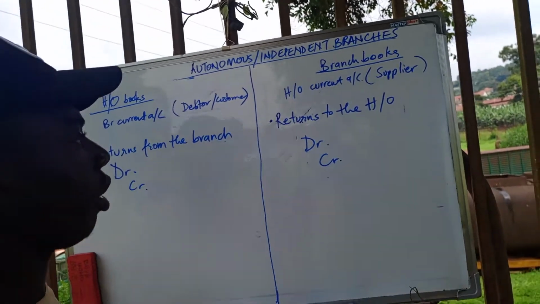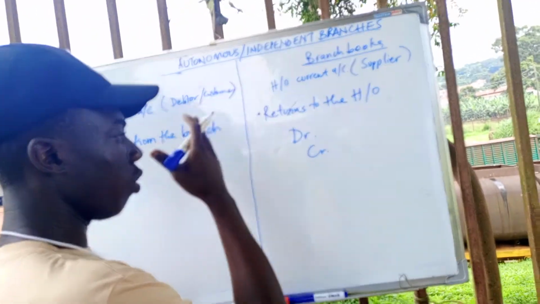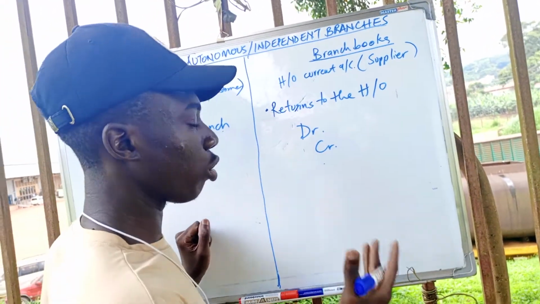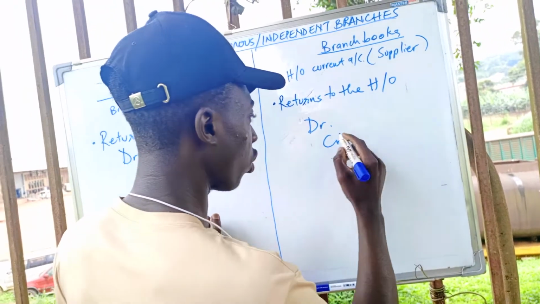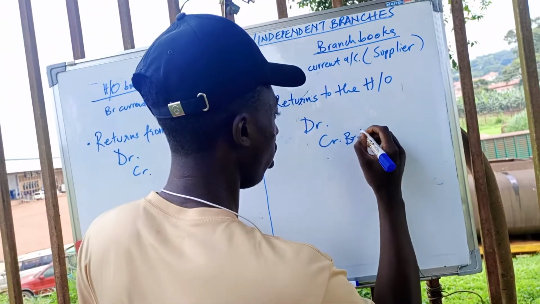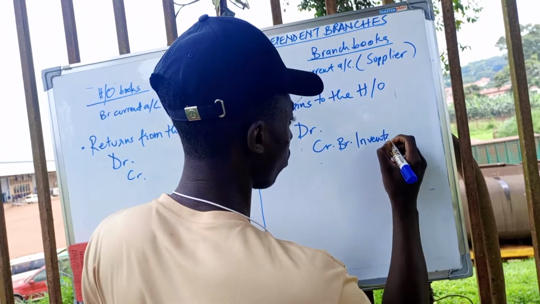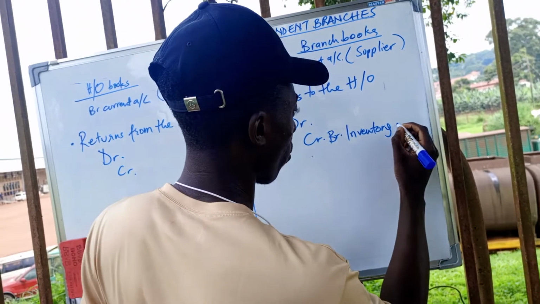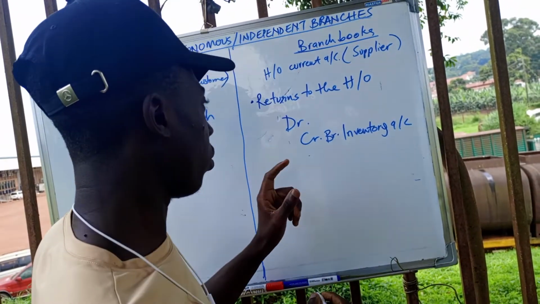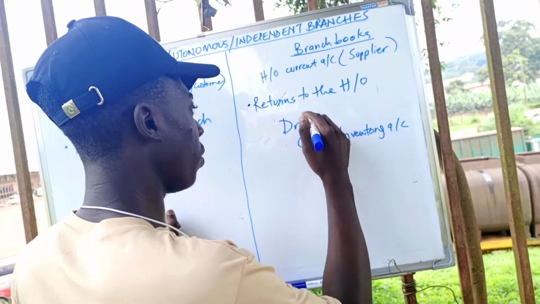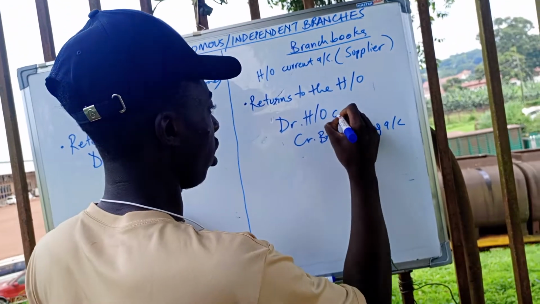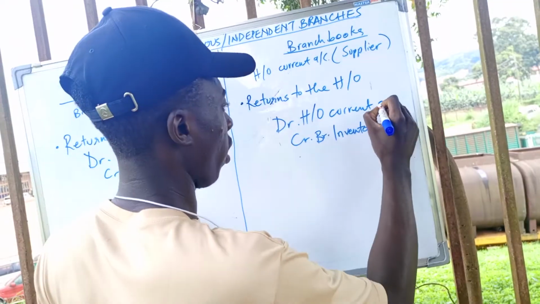So here, when the branch returns goods to the head office, it is supposed to recognize that the inventory it is trying to sell is reducing. So they are supposed to be crediting the branch inventory account because their inventory is reducing. They are returning it to the head office, so they credit the branch inventory account and show that it is going to the head office. Debit the head office current account.